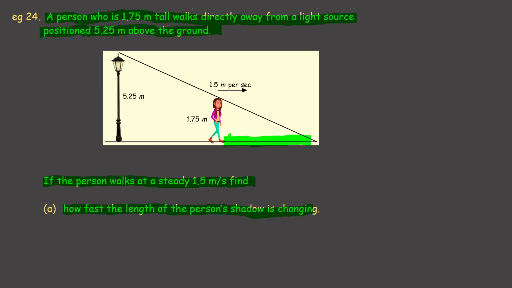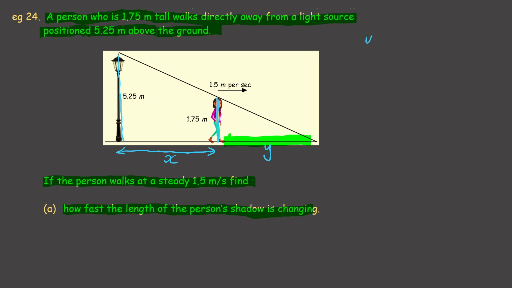Let's call the length of the shadow y. And let's call the distance that the person is from the light source x. So we've got some similar triangles here. One of them goes through the person, the other one is where the light source is. And so we can do some similar triangles here.